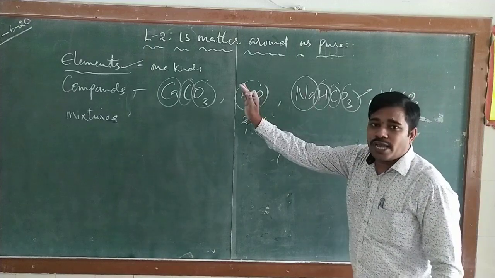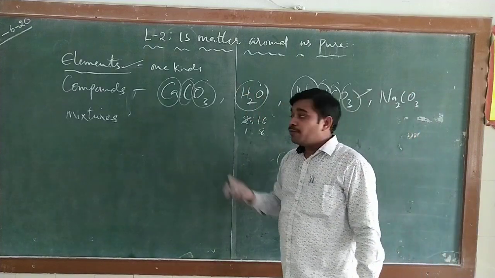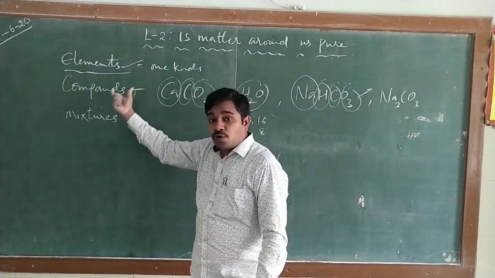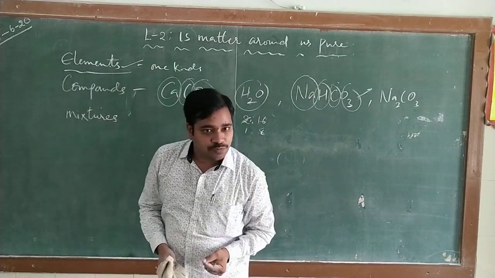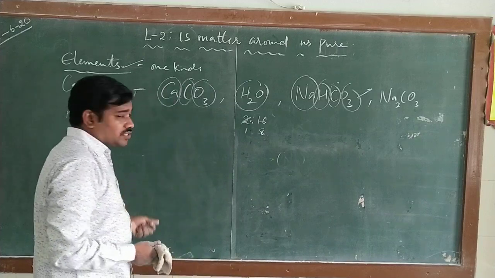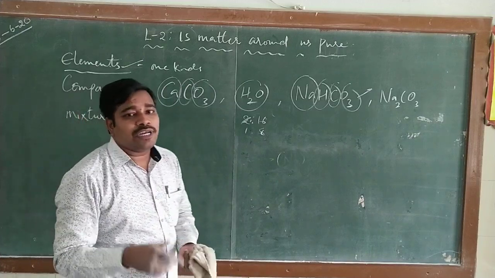So what are compounds actually? A compound is also a pure substance, but in this we have two or more elements chemically combined together in a fixed ratio. And next, mixtures. Already we discussed how many types of mixtures we have.